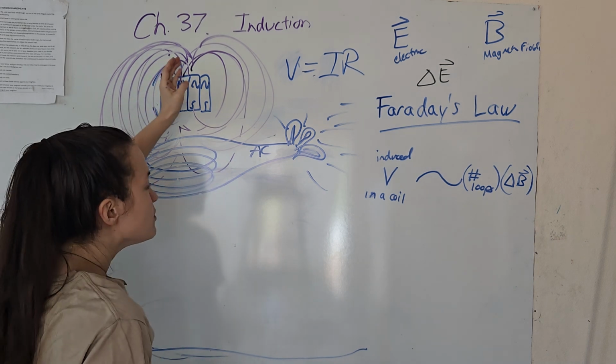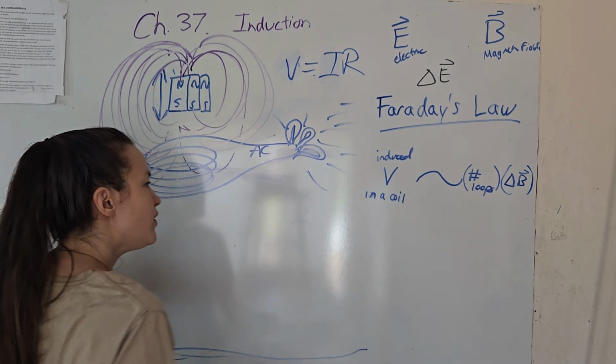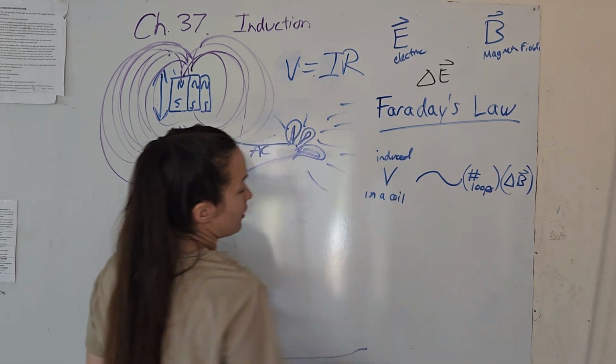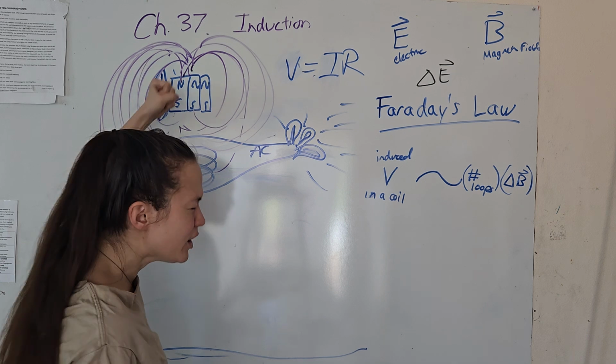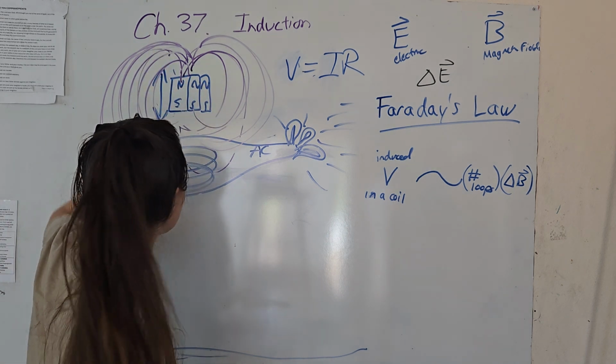If I have a weaker, smaller magnet and I slowly move it, then I've got less voltage induced in the coil. If I've got a big, heavy magnet, a really strong magnetic field, and I'm wiggling it faster and faster, the more voltage.